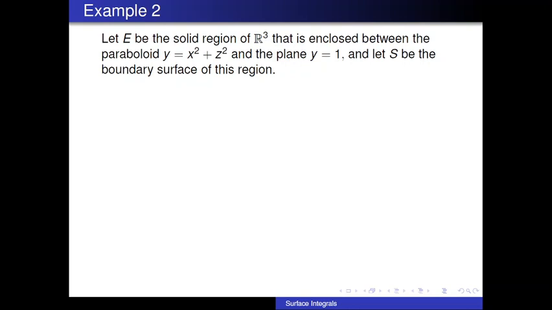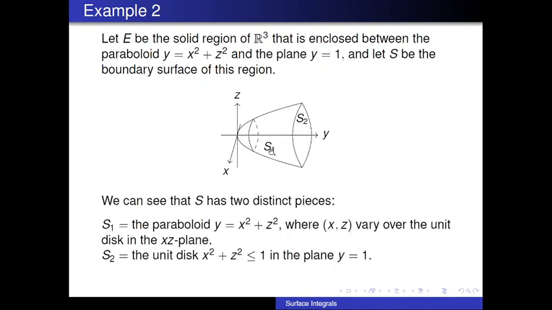So let's let E be the solid region of space that is enclosed between the paraboloid y equals x squared plus z squared and the plane y equals 1. And let's let S be the boundary surface of this region. So this three-dimensional region is what's inside of here. Notice this is a closed surface, and the inside is here, the outside is everything out here. And so this surface has inherently two pieces.